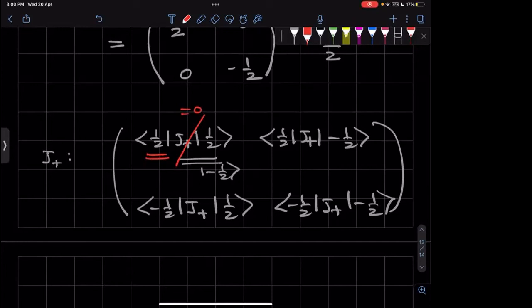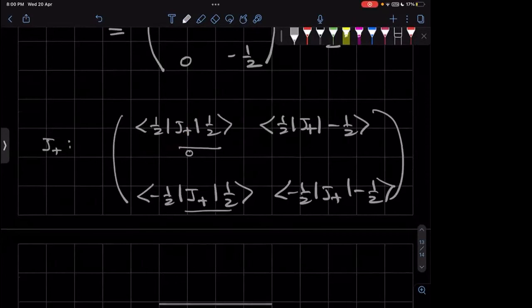Sorry. Shouldn't J plus increase the number? You're right, I misspoke. J plus would just kill this guy. So this would be 0. Yeah. So similarly, this will also give me 0 because J plus acting on plus half just gives me 0. But here, when J plus acts, I will get half, half, and a constant. And if you calculate that constant, you will see that it's just going to be 1.